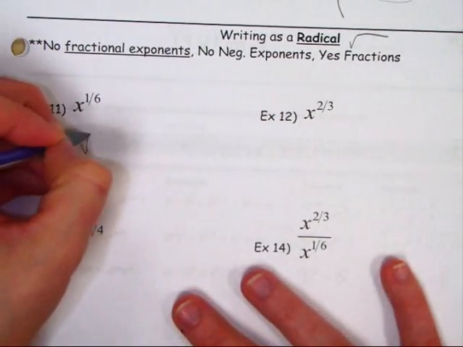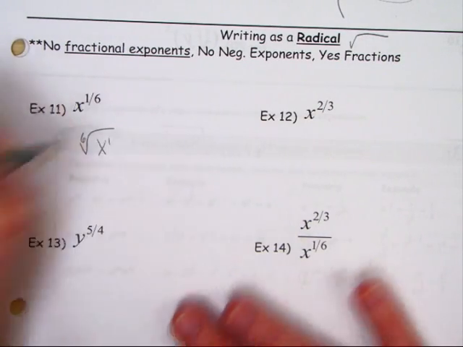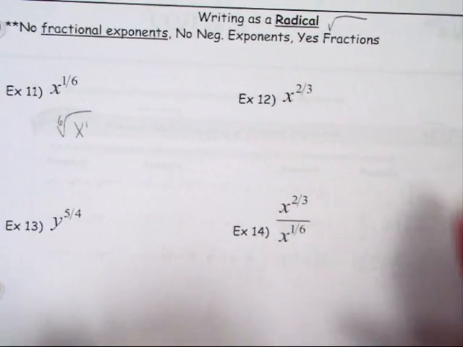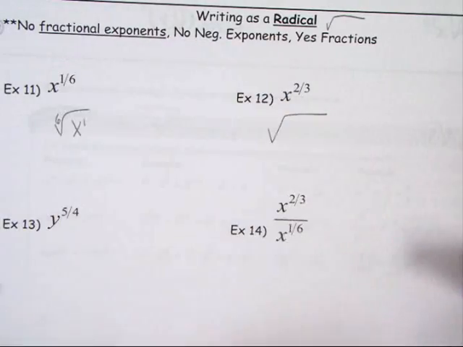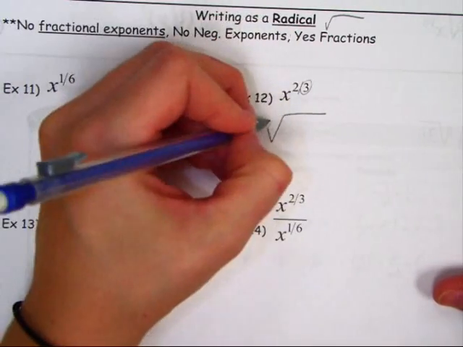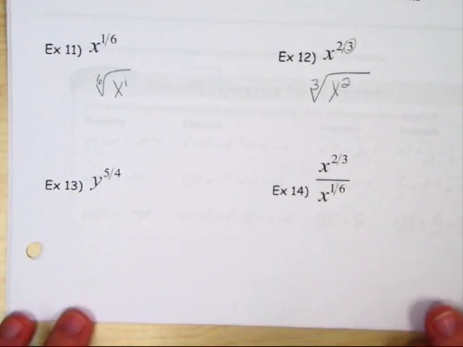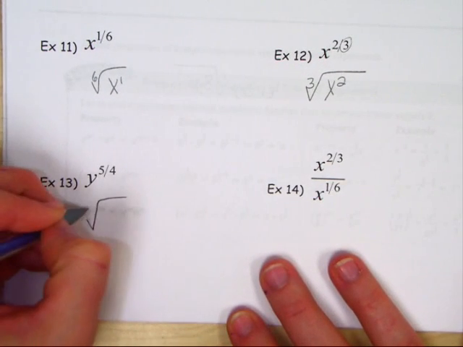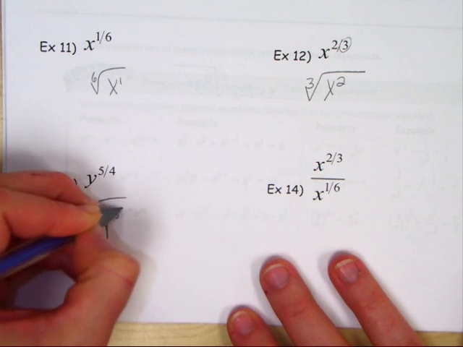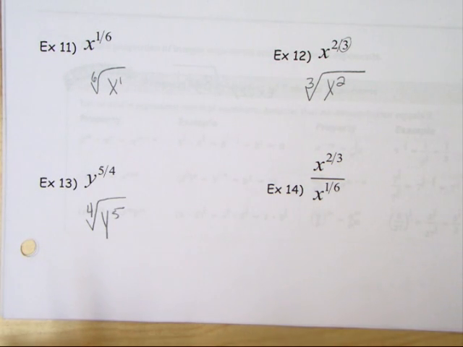Okay, so this one is the 6th root of x to the 1st. No problem, right? This one is the what root? The cube root of x squared. No problem so far. Let's look at 13. This one is the 4th root of y to the 5th, but I'm going to take second.